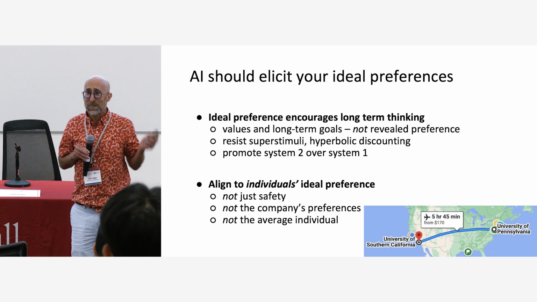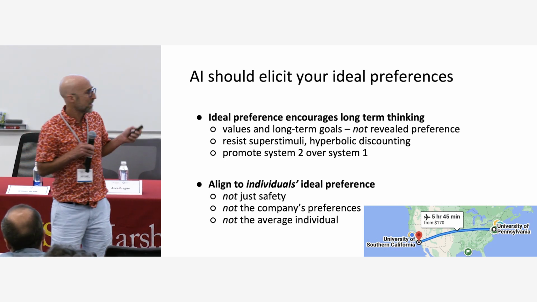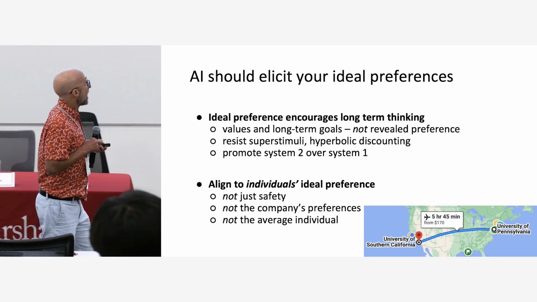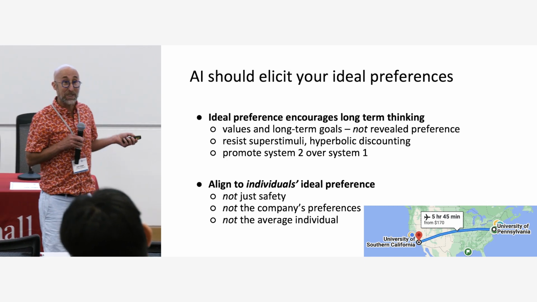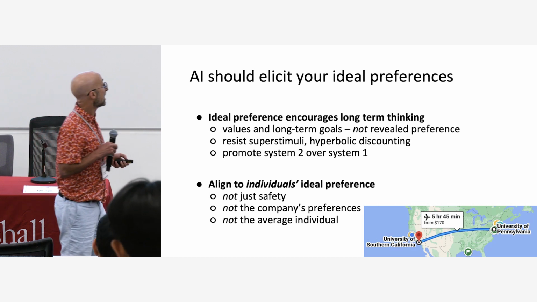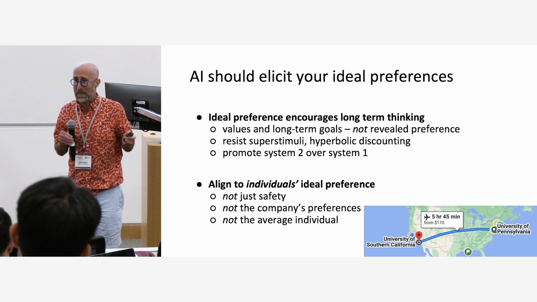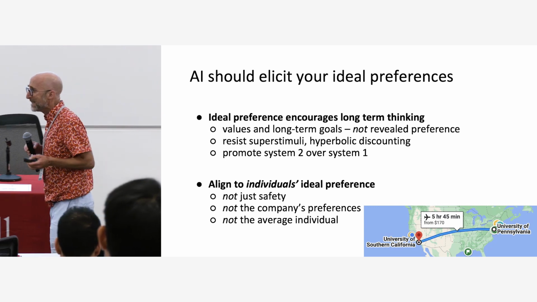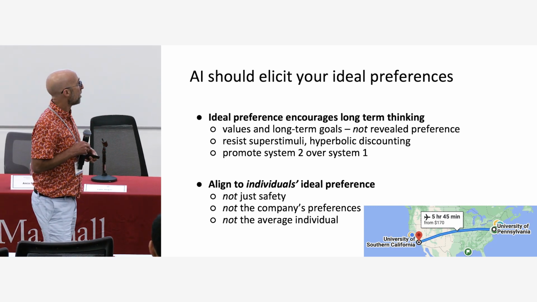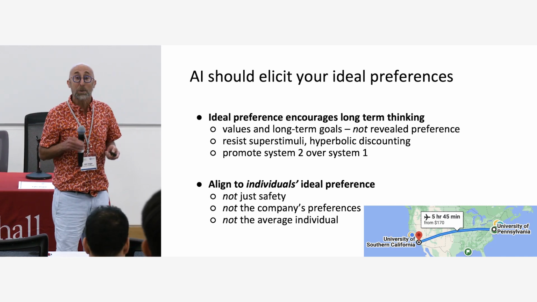And I think the other piece that's completely missing from the literature, okay, I'm overstating it, is what's your ideal preference? Not just safety, which is great, and on which I see 1,000 papers. Not just aligning to the company's preference, which I understand, we're in capitalism. Their goal is to make money. That's at least a good short-term goal. Not the average individual, but aligning to your preference.